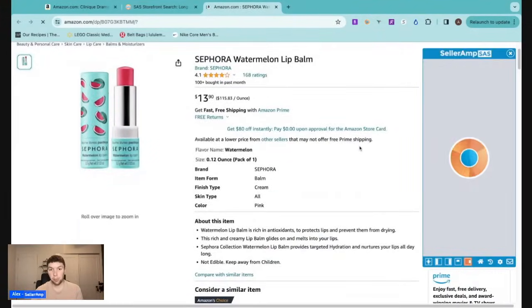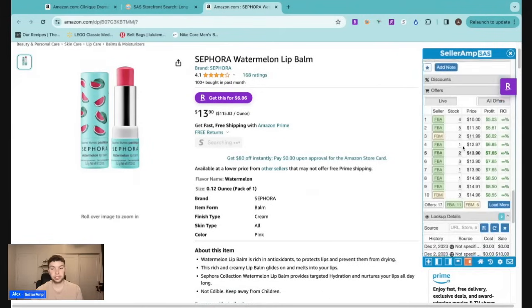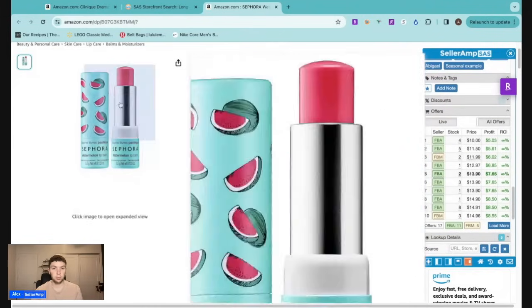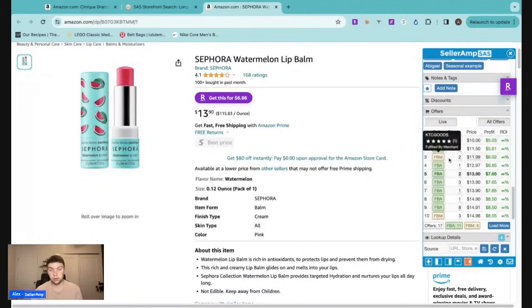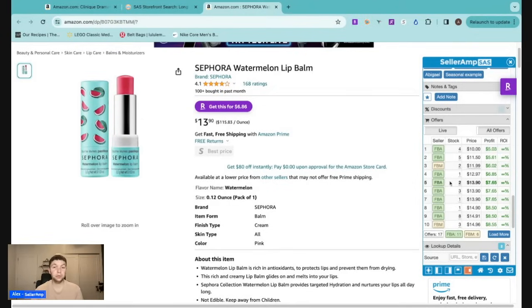And now we have a whole bunch of new storefronts to search from, because there's a good chance that if these storefronts are selling one Sephora product, they probably have more also in their storefront. So now we have a whole bunch of new storefronts that probably are selling more Sephora branded products, and we can reverse source off of those to find more listings within this brand.